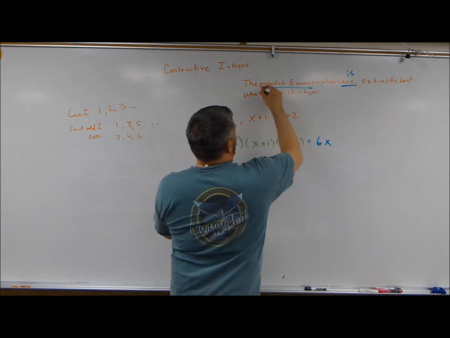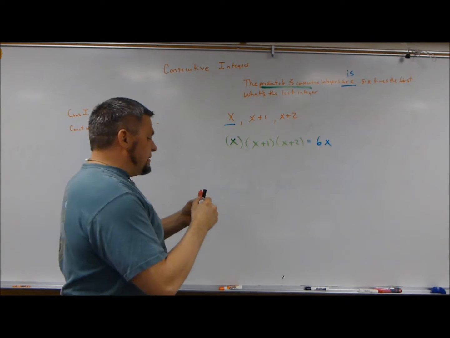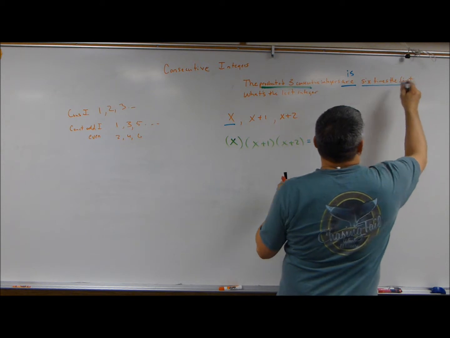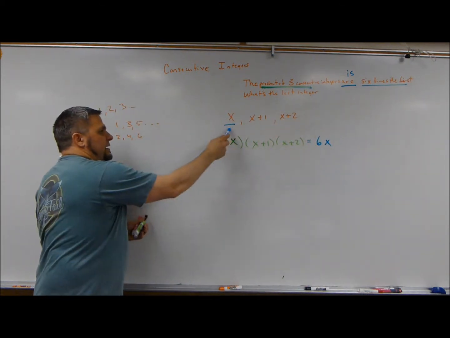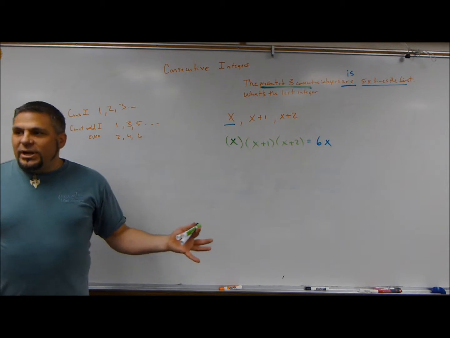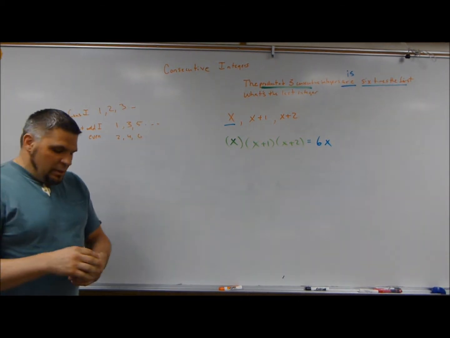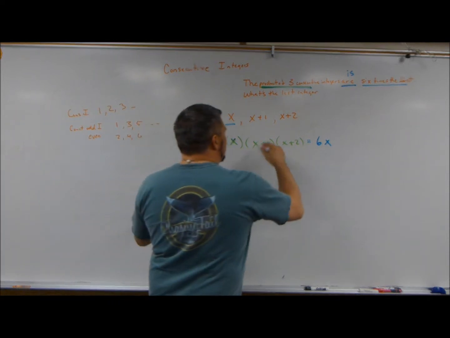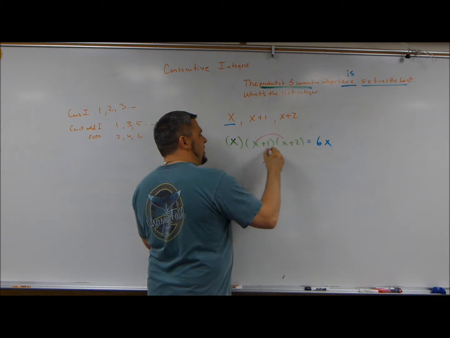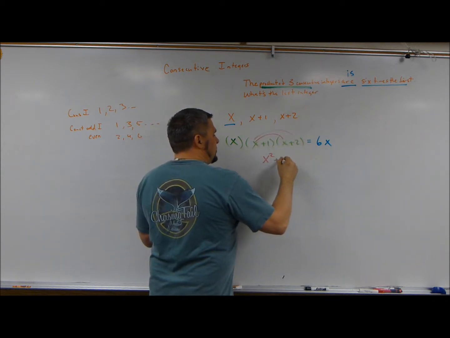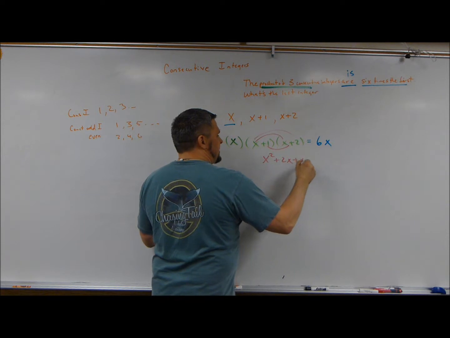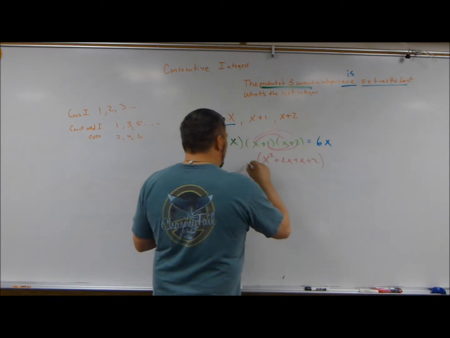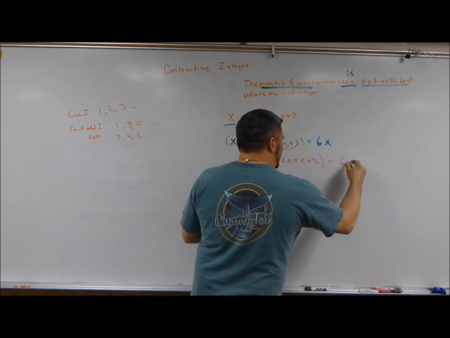Let's do that in green. And then 6 times the first, just remembering the first guy. So now we have an equation and we can just solve it. But we have to manipulate it a little bit. Let's do these guys first. Clamshell it: x squared plus 2x plus x plus 2, and then times x is equal to 6x.